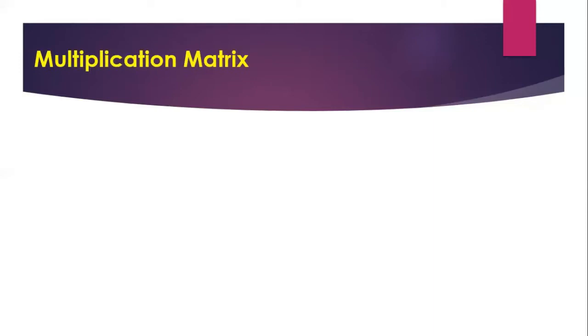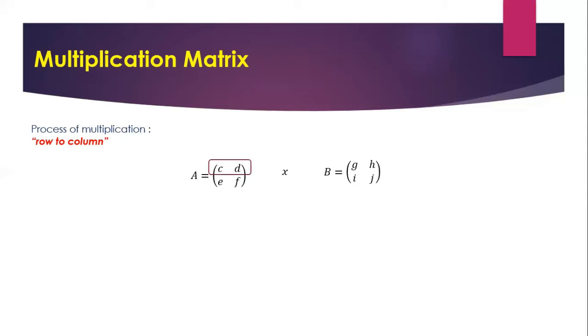Okay, so then, go to the multiplication of matrices. The process of multiplication of matrices is row to column. Okay, let's say this is matrix A. The components of matrix A are C, D, E, F. And then times matrix B. The components of matrix B are G, H, I, J. Now we are going to multiply matrix A by matrix B. The process of multiplication is row to column.